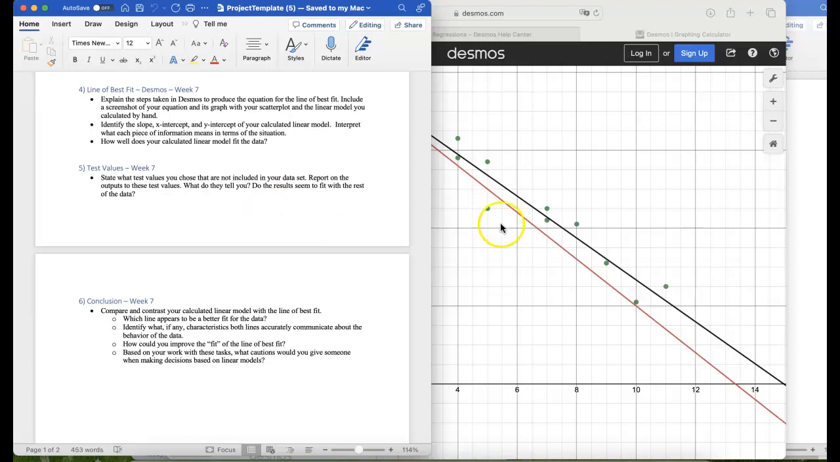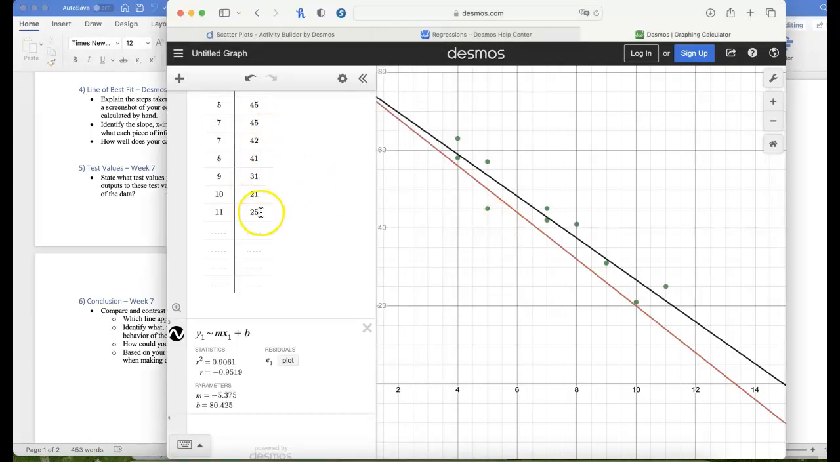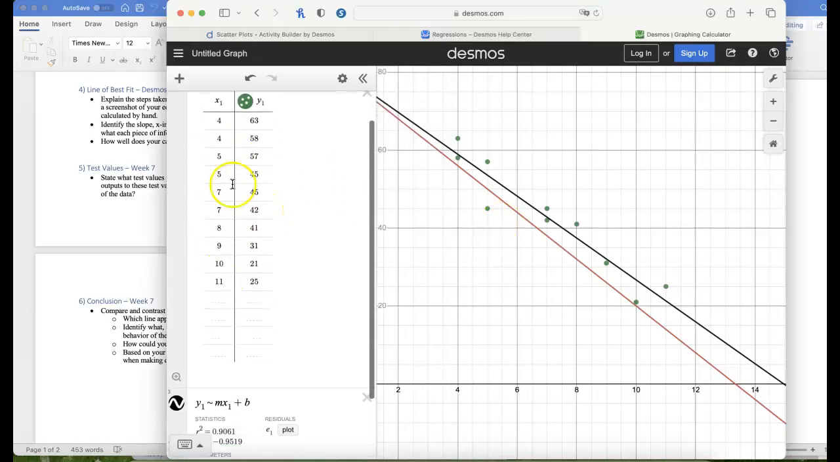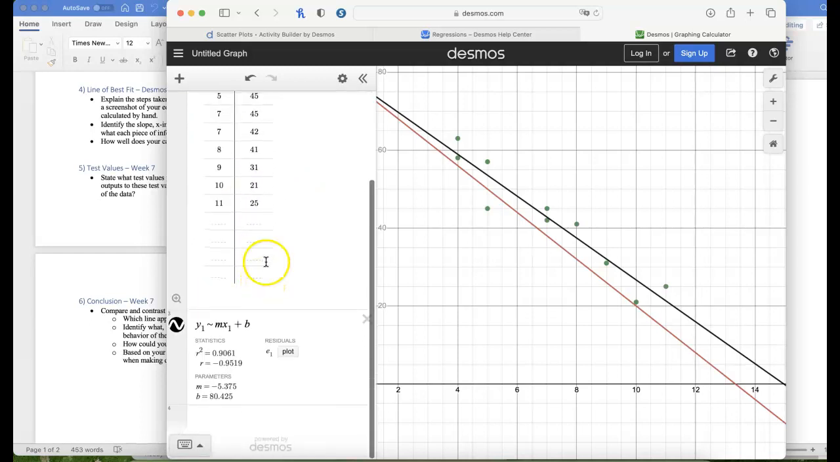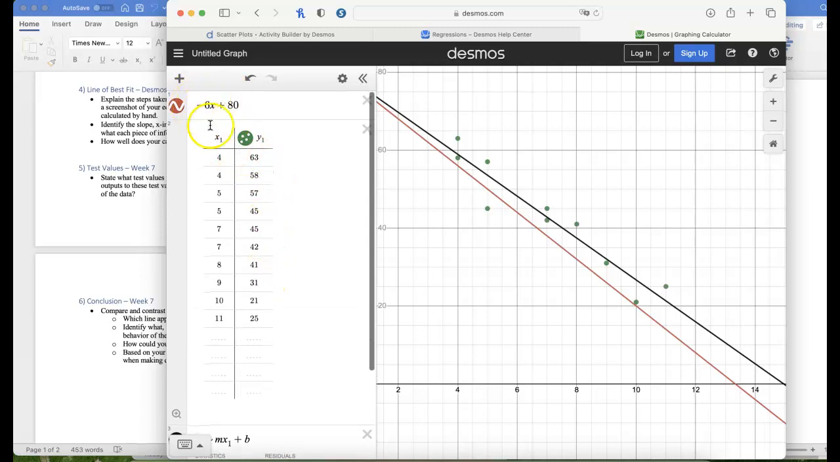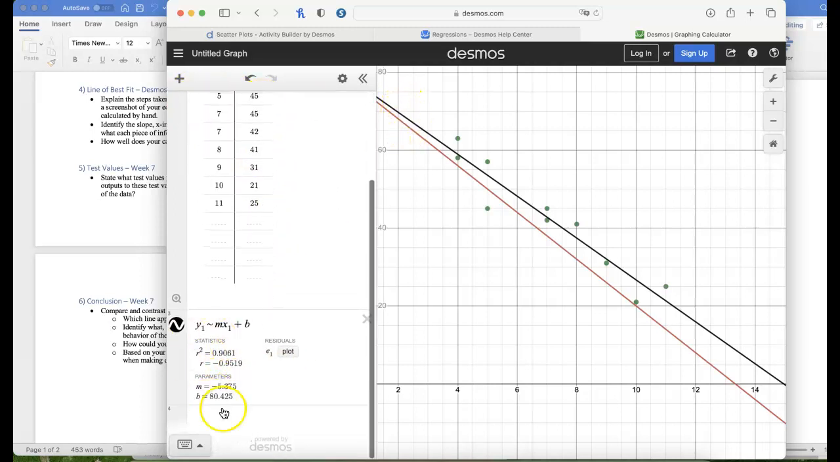So I want you to test. So don't choose a data point. I want you to choose, let's say none of these are x equals 2. So I'm going to take x equals 2, and I'm going to go to this equation, and I'm going to plug it in. I'm going to find the point. And I'm going to go to this equation, I'm going to plug it in and find the point. And see how close it is. Does it fit? Does it look right?